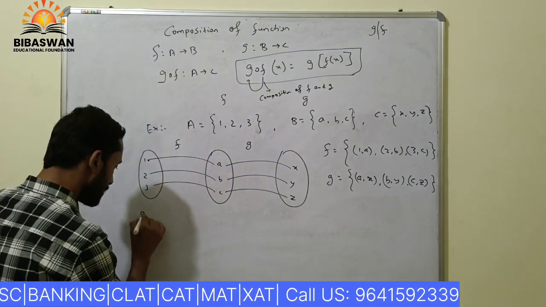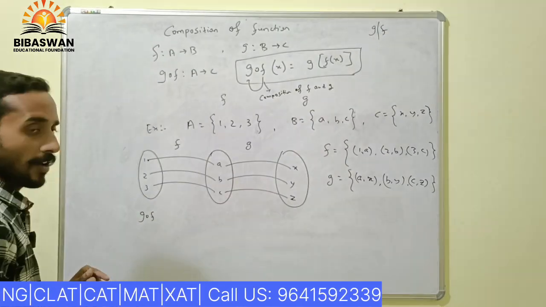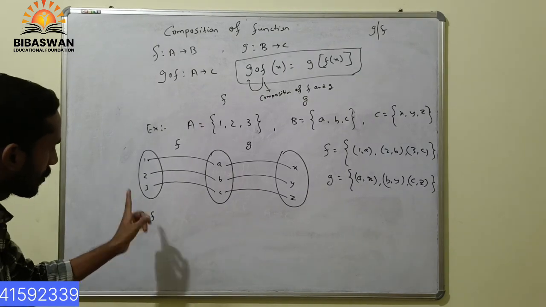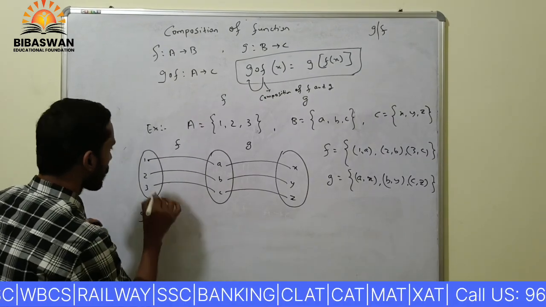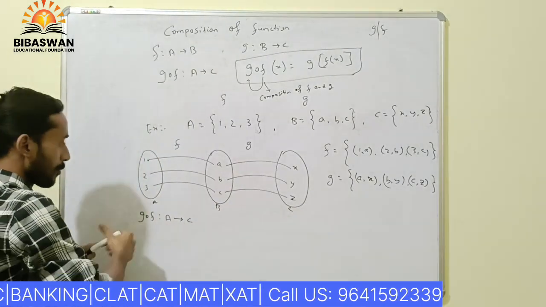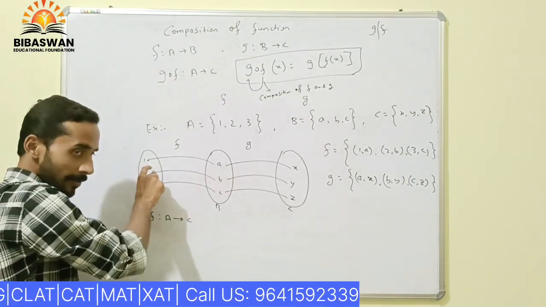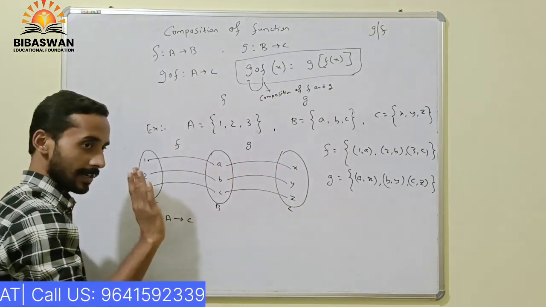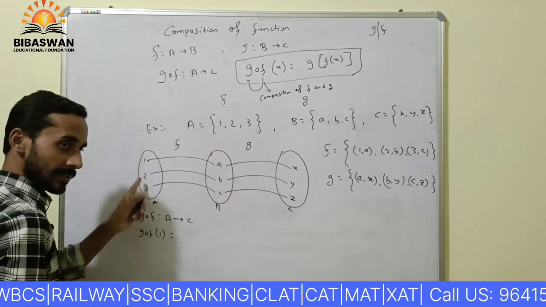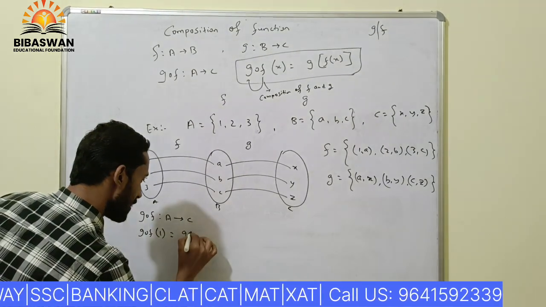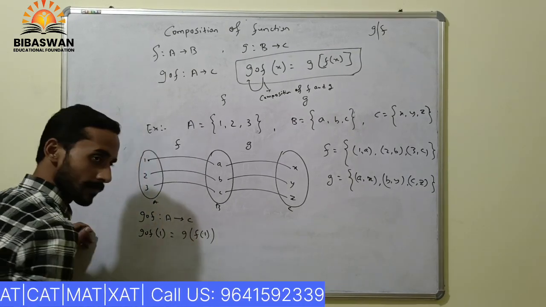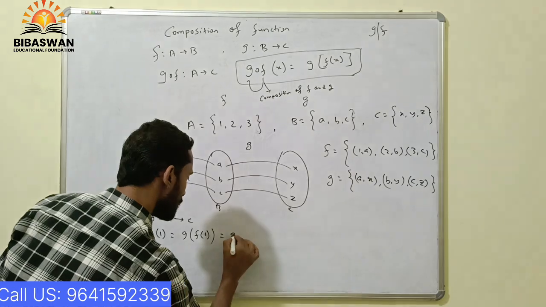Now you have to find GOF, meaning composition of F and G. You have to keep in mind always: composition GOF starts from A and goes to C. Composition of F to G means start from A goes to C. Understood here? And so G of F of 1, first of 1. What does it mean? G of F of 1.